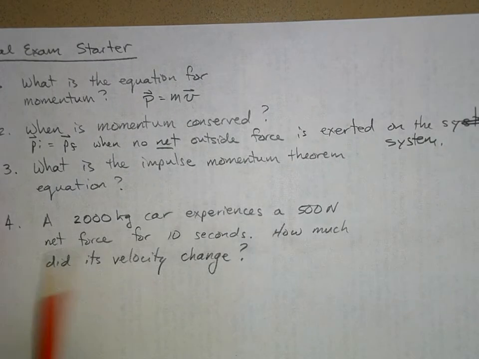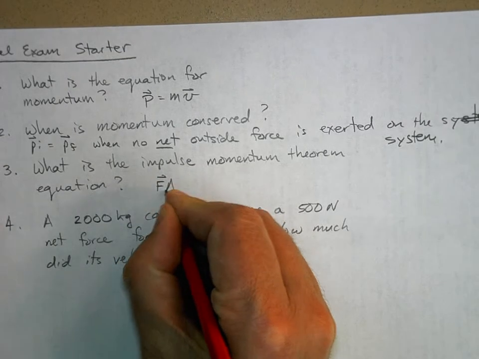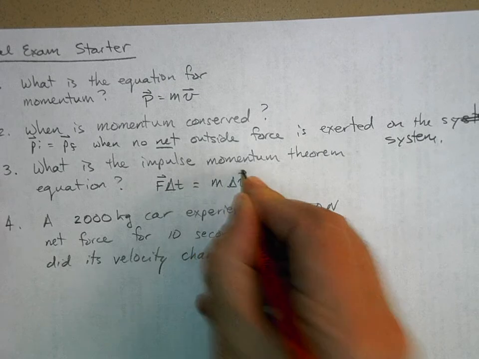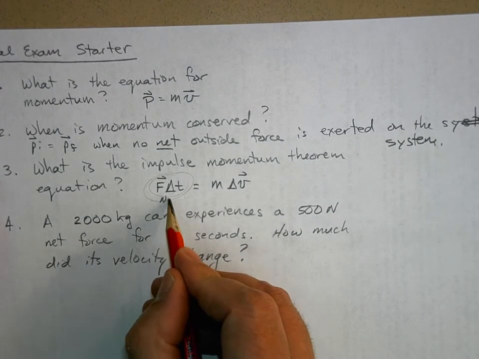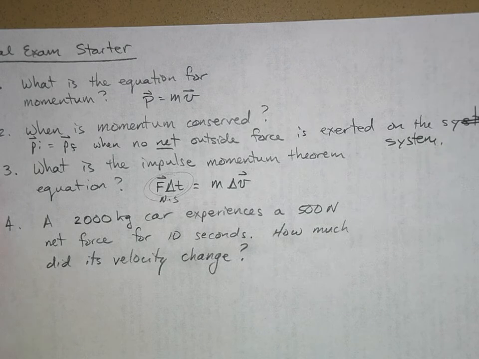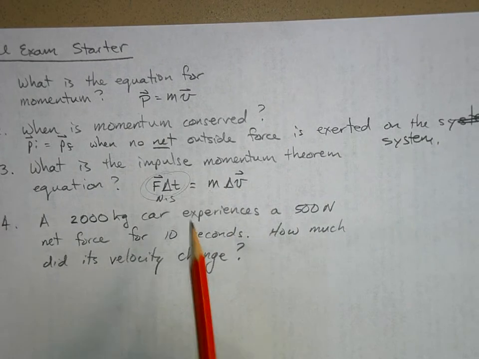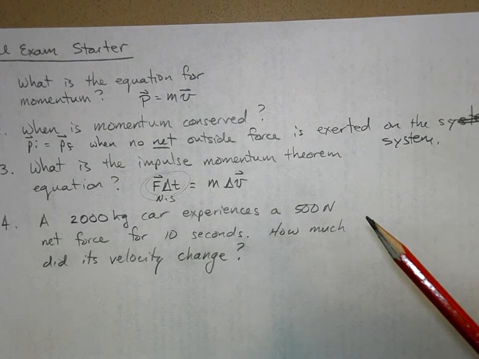Okay, what is the impulse momentum theorem equation? Well, force times time equals mass times the change in velocity. Force times time, which is measured in Newton seconds, is called impulse. Mass times the change in velocity is a result of an impulse. The result of an impulse is a change in momentum.